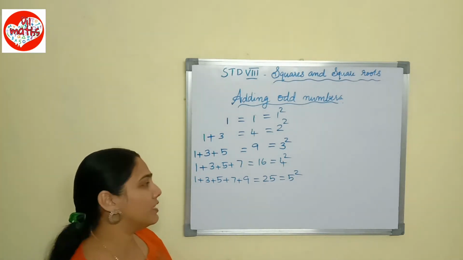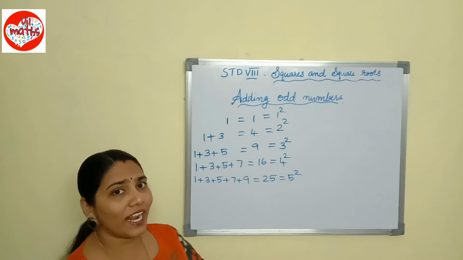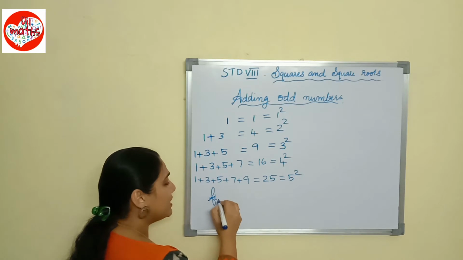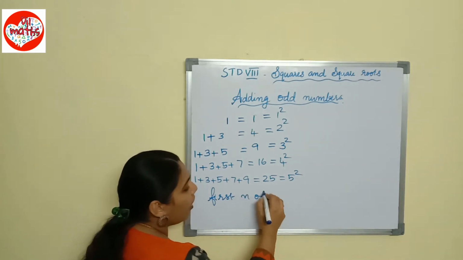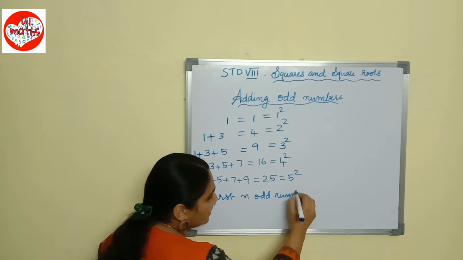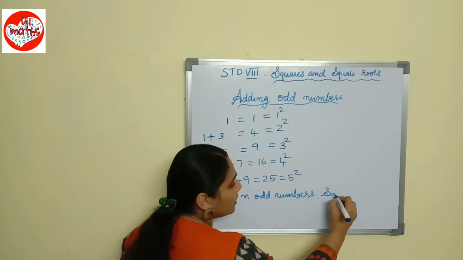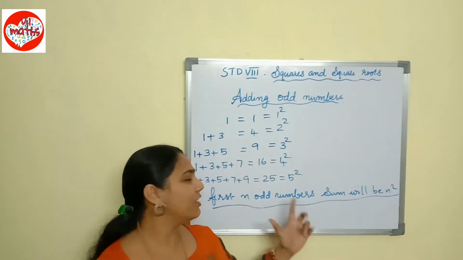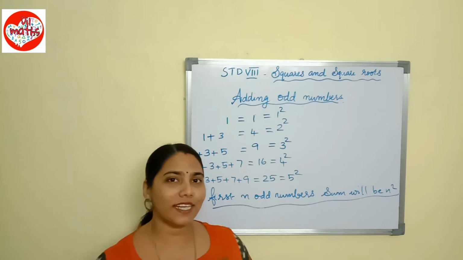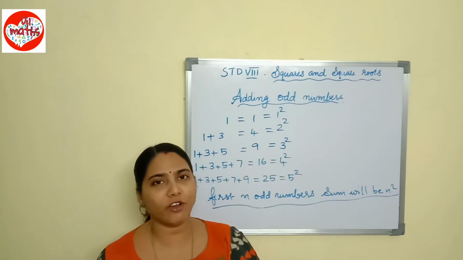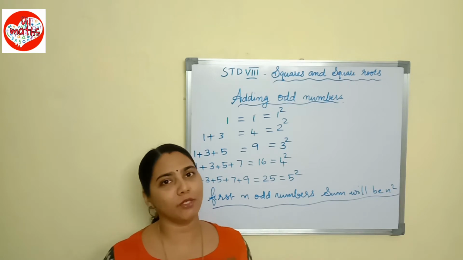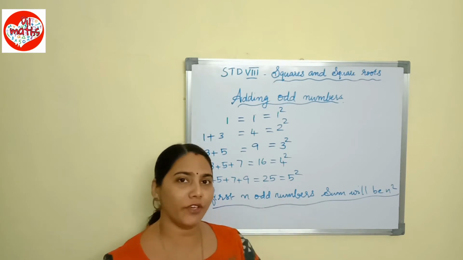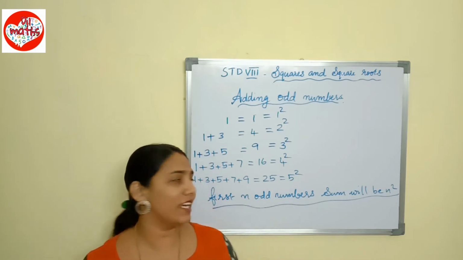So what is the observation we are getting from here? If you are adding the first n odd numbers, the sum will be n square. Here we took the first n odd numbers, isn't it? That n may be 10, 25, 30, 35 or any number. That means any natural number you can take. But it will start from 1 only, okay? That means from 1 to 25 you can take, or from 1 to 30 you can take. That n may be any number.